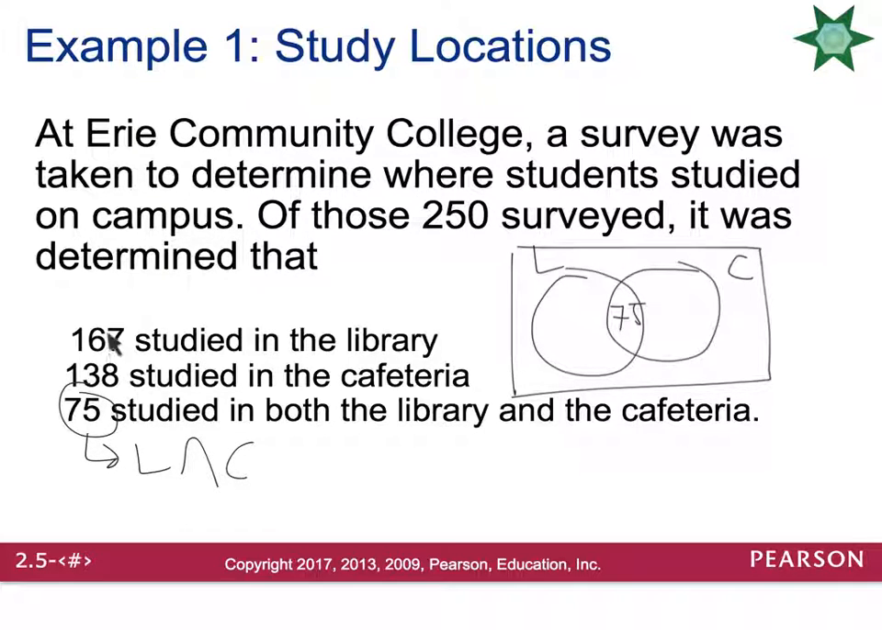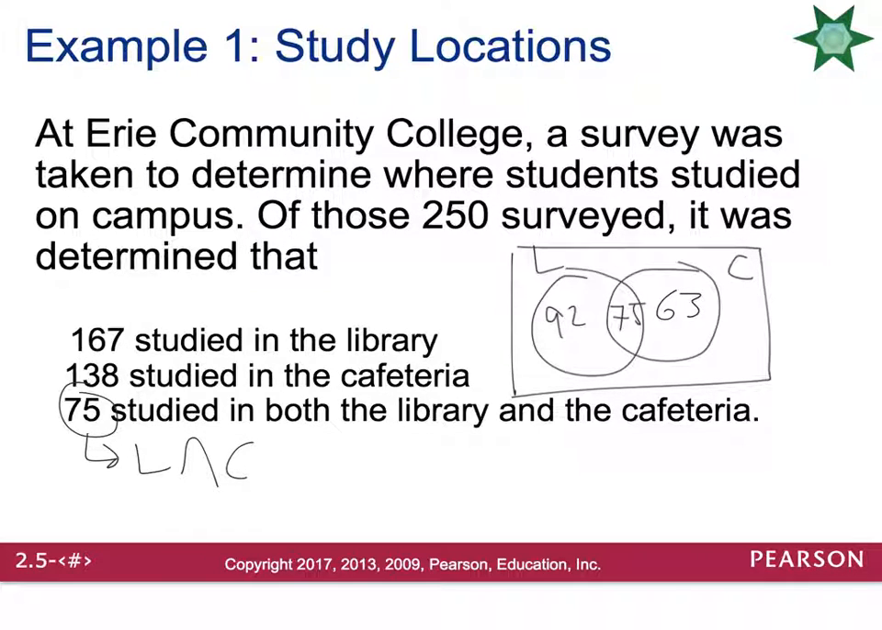So we can put that number in directly. These we cannot. We have to determine, because the 167 should go in the L, and the 138 should go in the C. So in the rest of the L, we're going to need 167 minus 75, which is 92. So we would have 92 here, and that would give us 167 overall for the L, the library. And then we're going to have to take 138 minus 75 for the rest of the C. So 138 minus 75 is 63. So we would have 63 in this space.